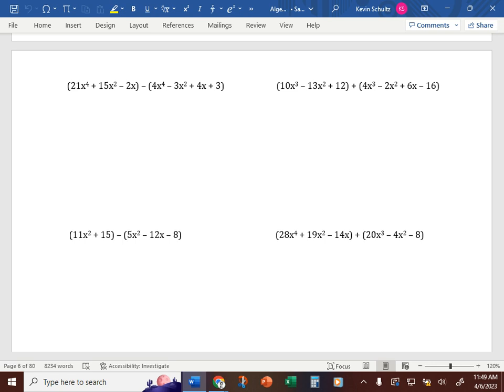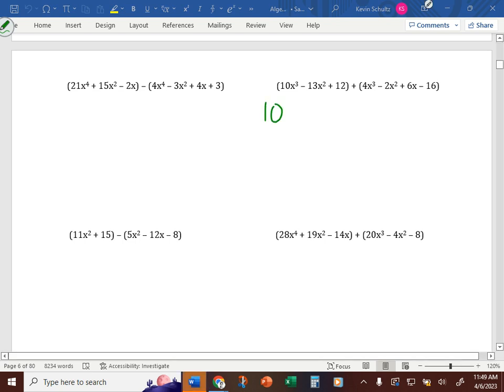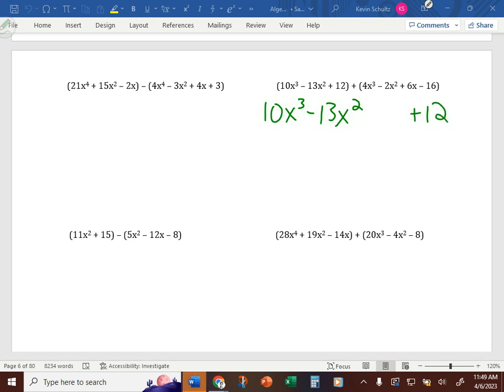Okay. We do have some unlike terms here. If I run down the line, I can see my first expression has x cubed, x squared, and a constant. My second expression has x cubed, x squared, then an x, then a constant. So when I write my first expression out, 10x cubed minus 13x squared, I'm going to leave a space for that x term because my second expression has it. And I'm even going to put in a 0x, just to remind myself.